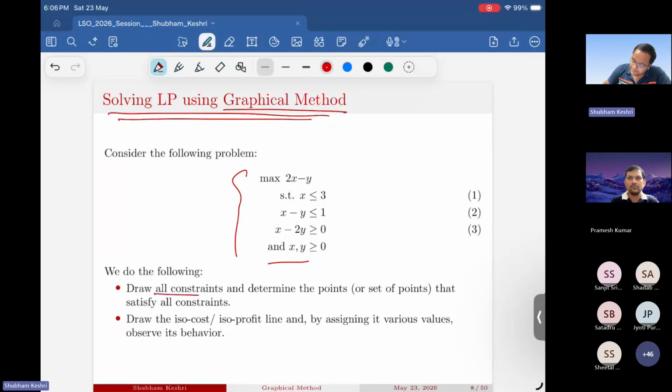So what we'll do is we will draw the constraints and determine the feasible region. Okay, we will see what points satisfy these constraints and we will draw the feasible region, and then we will draw something known as an ISO cost or ISO profit line. We will see what these are.